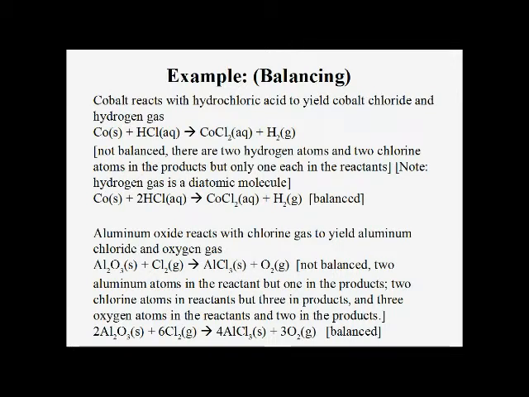The harder ones are going to be the oxygen. Oxygen is 3 on the left, 2 on the right. Chlorine, 2 on the left, 3 on the right. So those 2s and 3s, they are a little bit harder than the aluminum.